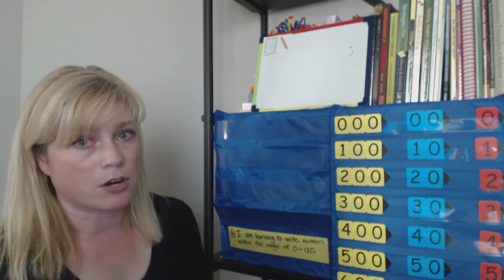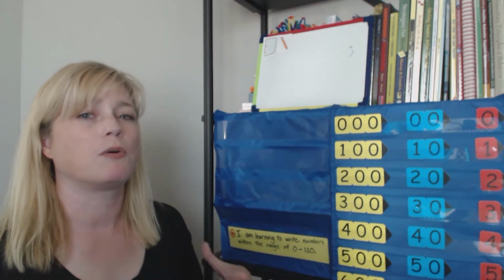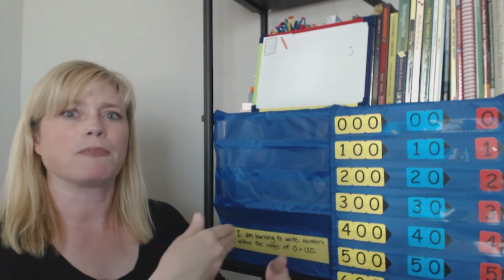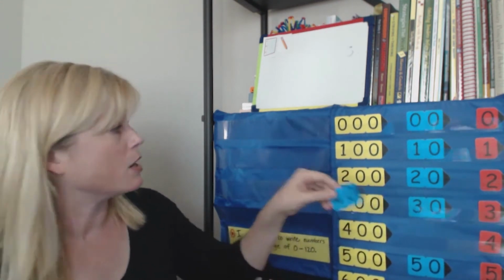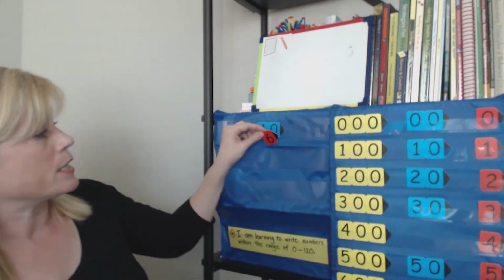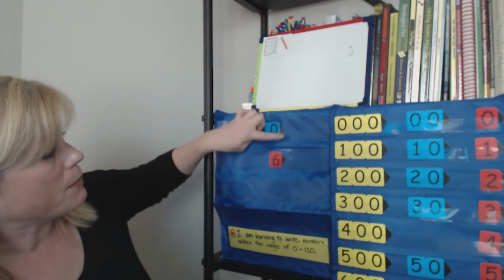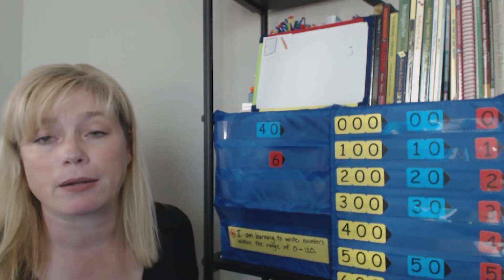So let's get started. It's kind of fun to use these because it really shows us how, when we're putting numbers together, they layer on top of each other. So let's take, for instance, the number 40. And let's take, for instance, the number 6. So I'm going to stick them over here on this side of the pocket chart. And you'll notice that my arrows are lined up. I have 40 on top and 6 on the bottom.